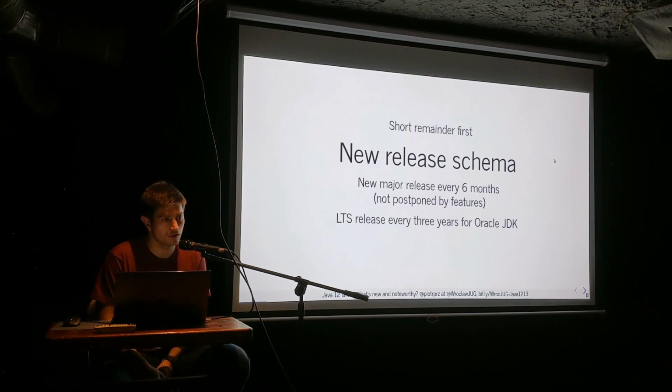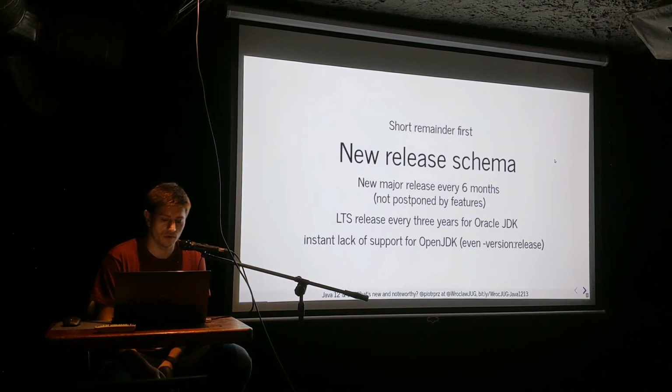And Oracle, for its JDK, releases a long-term support version every 3 years. That's why Java 11 is long-term support from Oracle's point of view. And I mean, of course, Oracle's JDK. All the other versions are, let's say, regular versions. And this also means that there's instant lack of support for OpenJDK. I mean, once Oracle releases Java version X, the previous one is not supported anymore by Oracle.